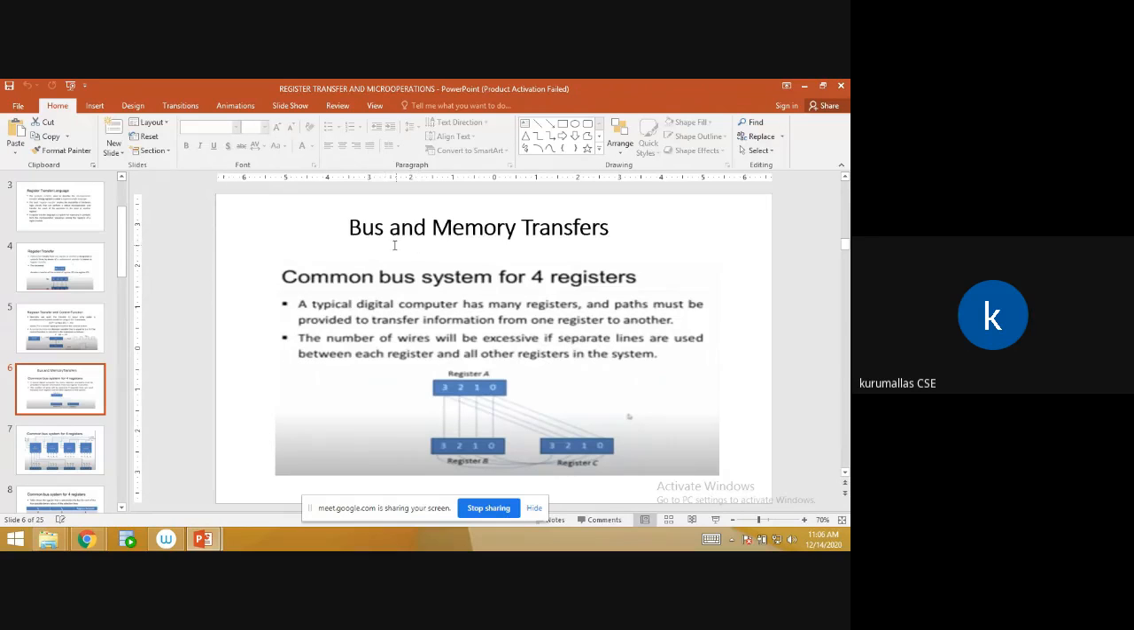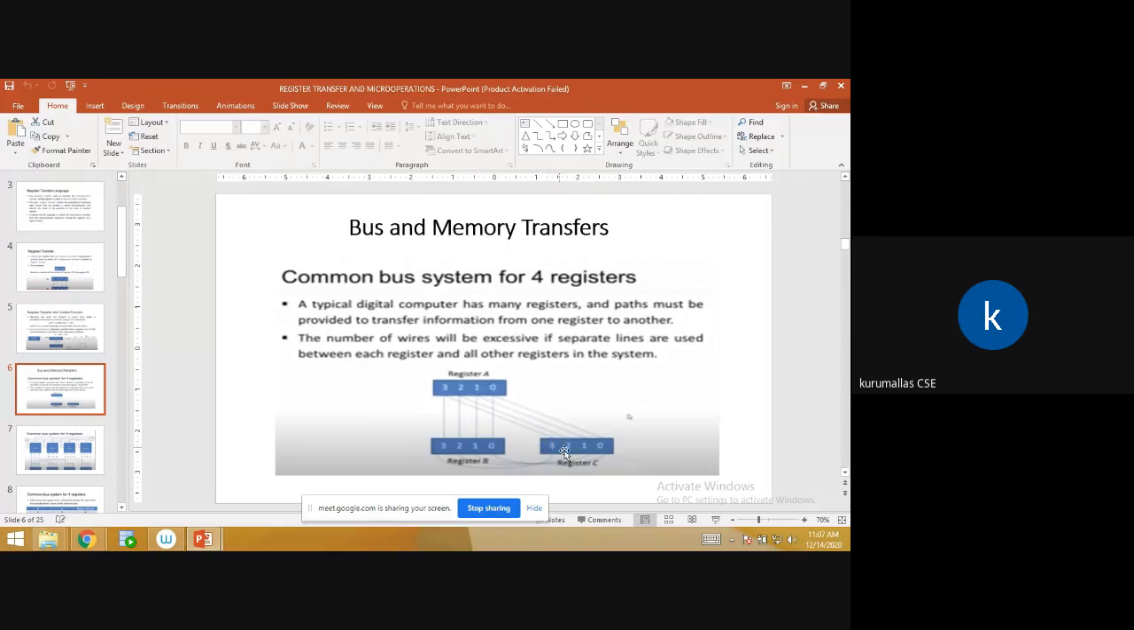The bus transfer mechanism is transferring data from one register to another register. This is one register, this is another register. If you take a 4-bit representation, 0 1 2 3, there are 4 bits in register A and 4 bits in register B. To transfer this data to register B, we need four wires, one, two, three, four wires.